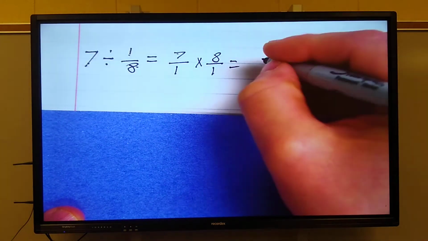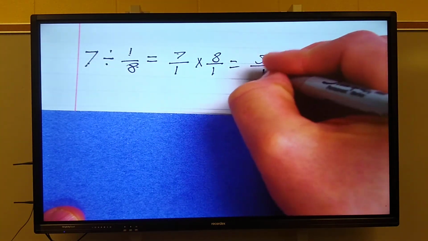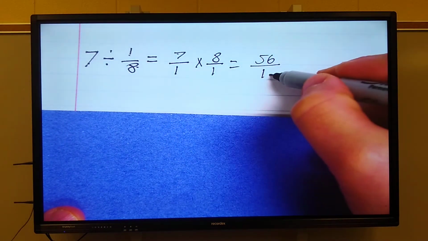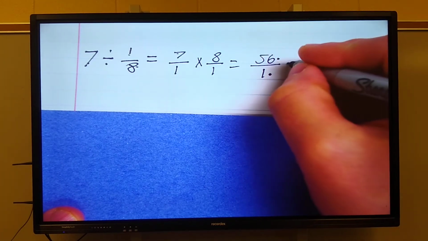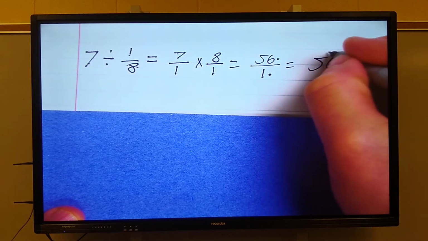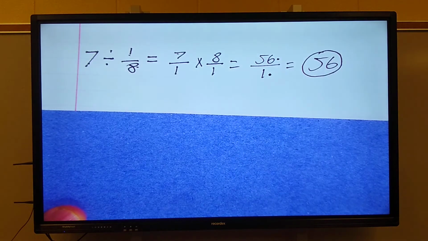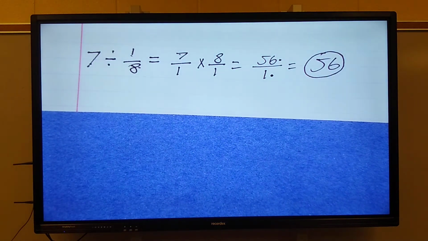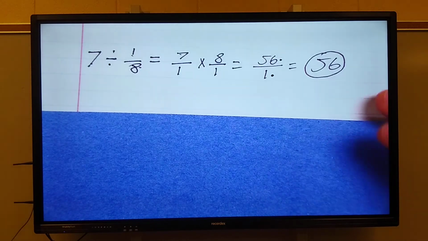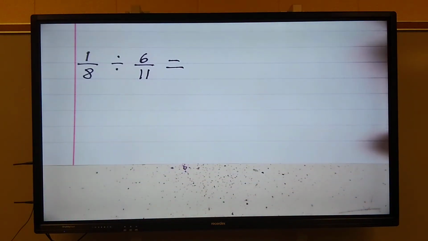7 times 8 equals 56. 1 times 1 is 1. 1 is my denominator. That means my numerator is my answer. The answer is 56. Easy, easy, easy. Let's see if you can remember how to divide two fractions. Do that now. Pause the video.